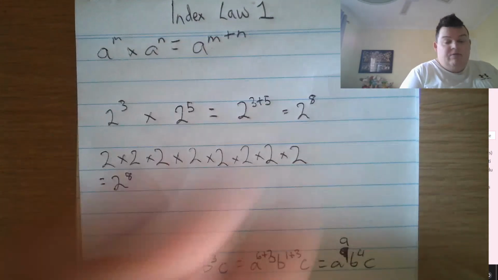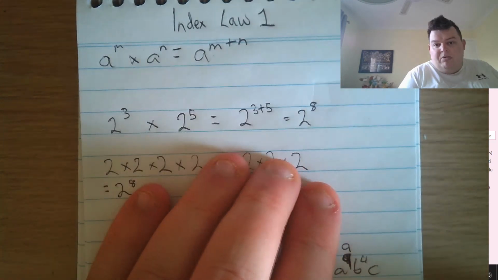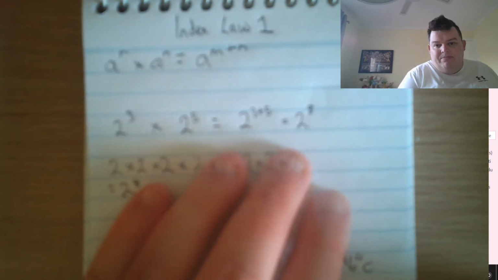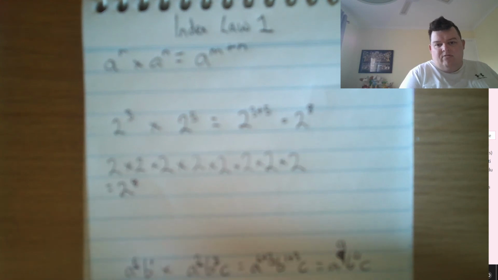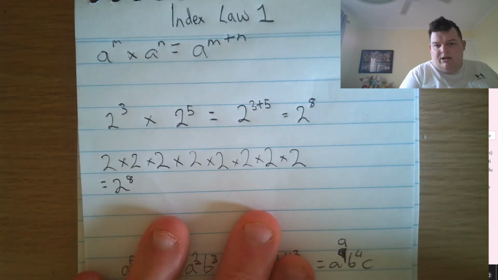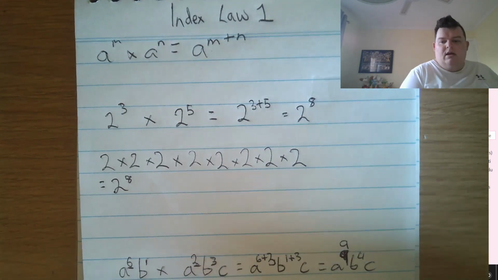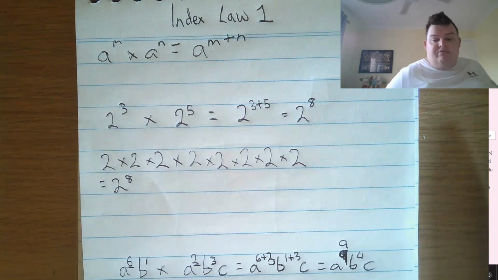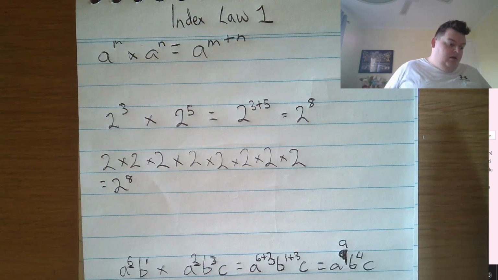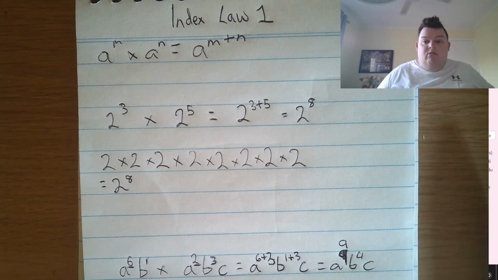So if you want to use the index law, just add the powers together and keep the base the same. If you're struggling with that, just write it out in its extended form and work it out that way. And that's where we're at. So you can jump on and do some work to do with this. All right, take it easy.